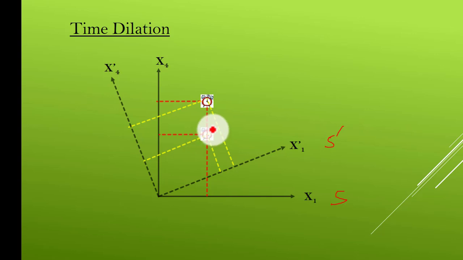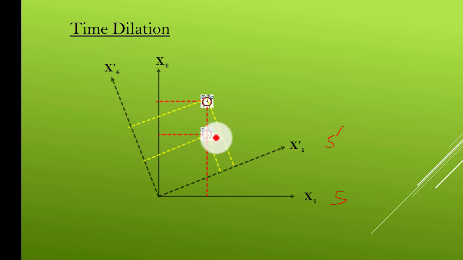Suppose we are considering an event in which a clock is ticking after some regular time interval, suppose after 1 minute. In the time axis, we are taking the time interval in minutes. So this clock ticks after 1 minute. Its position is going to remain the same, but its time is going to change after 1 minute.